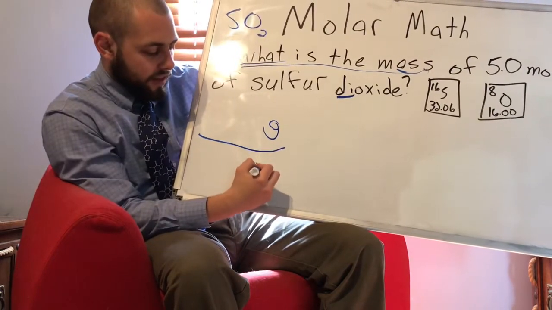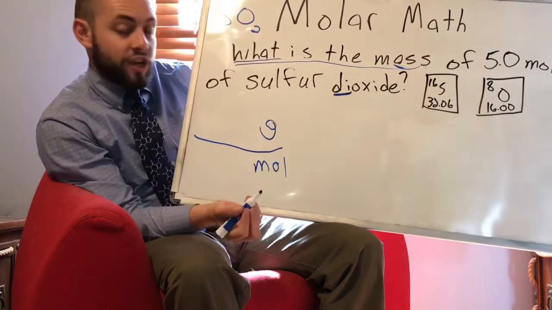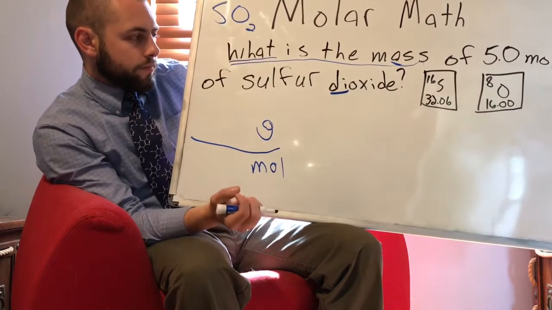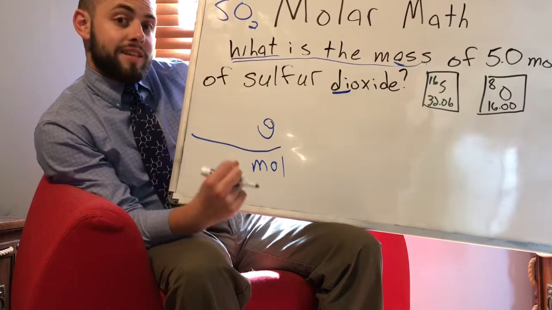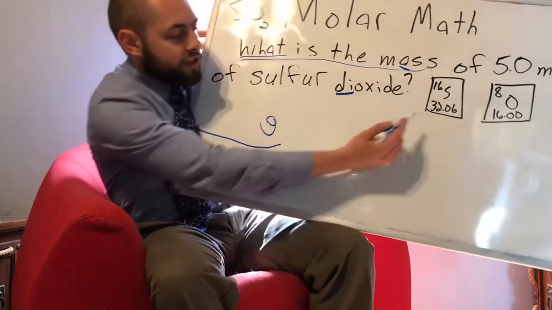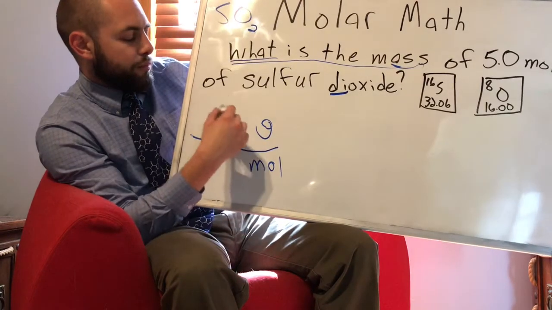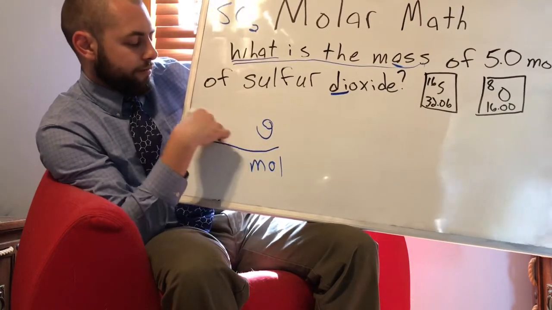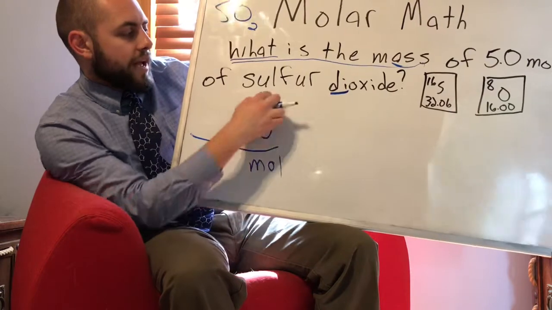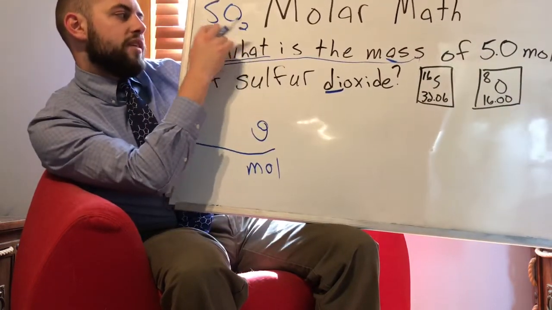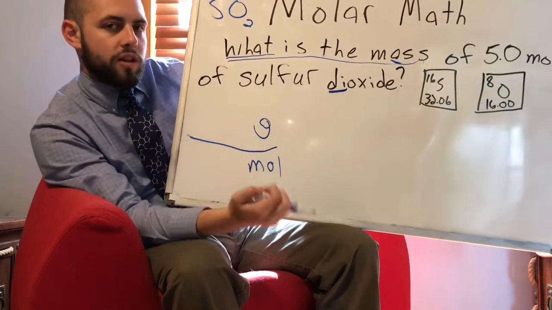And then, just like last time, I'm going to change those grams to moles. This is the molar mass. The difference this time, I can't just use this number from the periodic table. I can't just put 32.06 here. The molar mass of sulfur dioxide is going to include all of the atoms in that molecule.